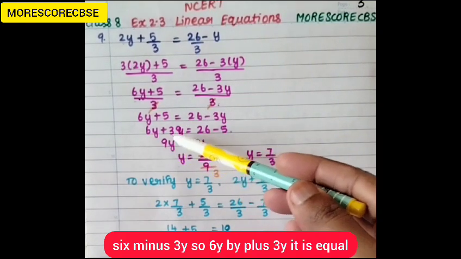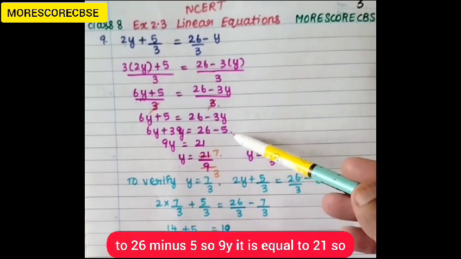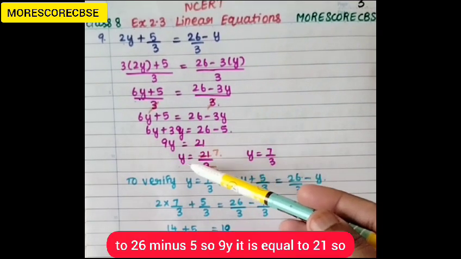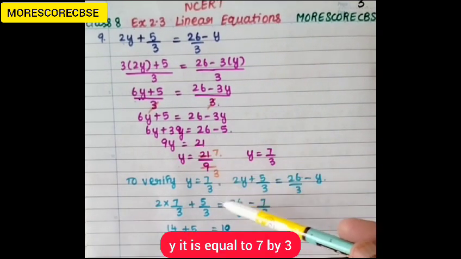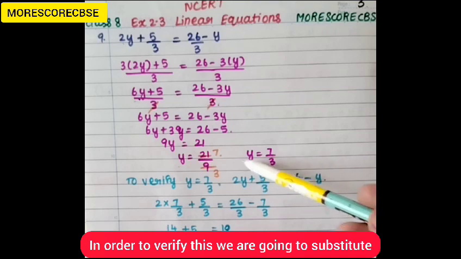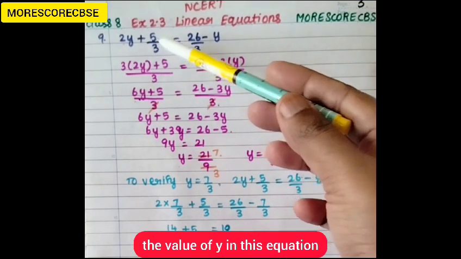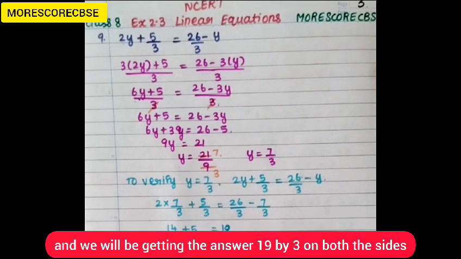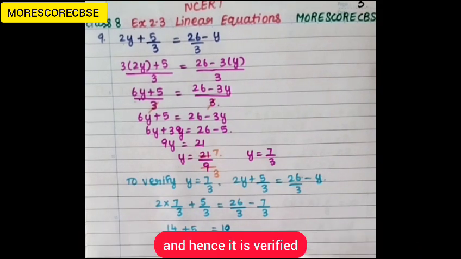So 6y + 3y = 26 - 5. So 9y = 21. So y = 7/3. In order to verify this, we are going to substitute the value of y in this equation, and we will be getting the answer 19/3 on both the sides, and hence it is verified.